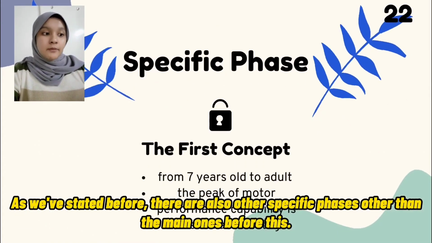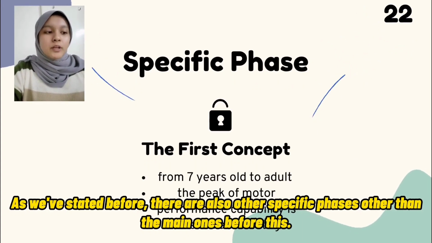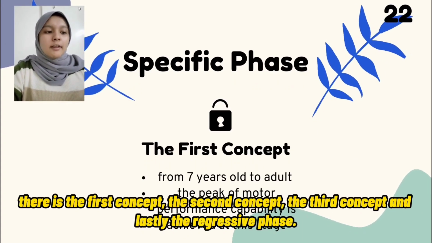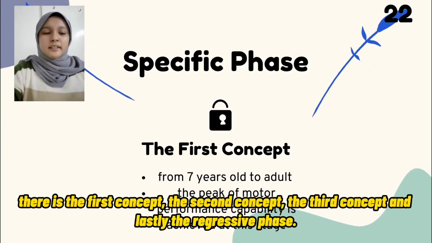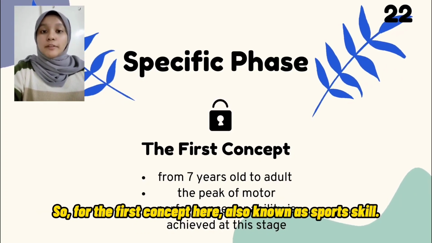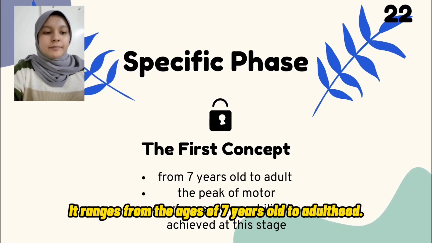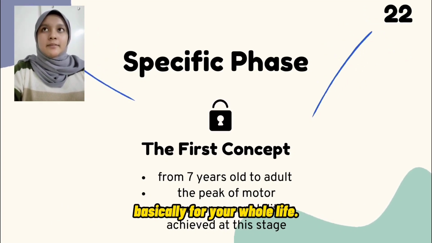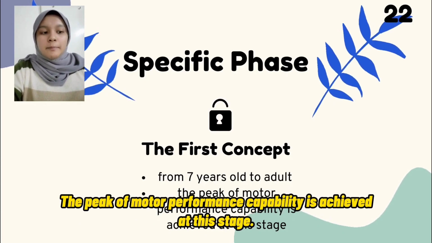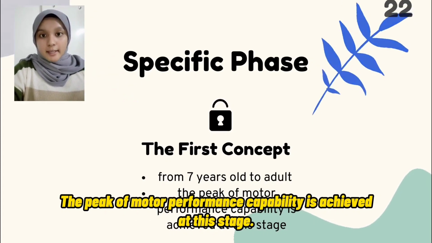As we've stated before, there are also other specific phases other than the main ones before this. There is the first concept, the second concept, the third concept, and lastly the regressive phase. So for the first concept here, also known as sports skill, it ranges from the ages of 7 years old to adulthood, basically for your whole life. The peak of motor performance capability is achieved at this age.